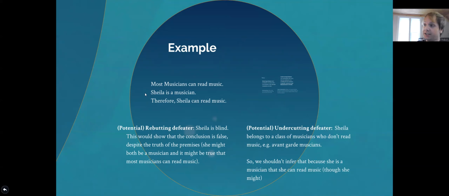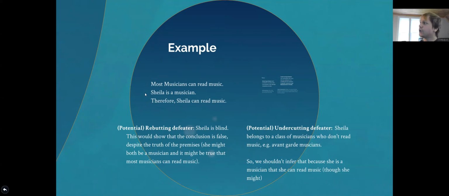If she is in fact an avant-garde musician, then while all three of these things might be true, the first two premises don't necessarily show it, because Sheila's status as an avant-garde musician makes it less probable that she's somebody who can read music, because avant-garde musicians don't necessarily have to be able to read music. So there you have it. You have a potential undercutting defeater. Now notice we're not saying this stuff is really true in this case.